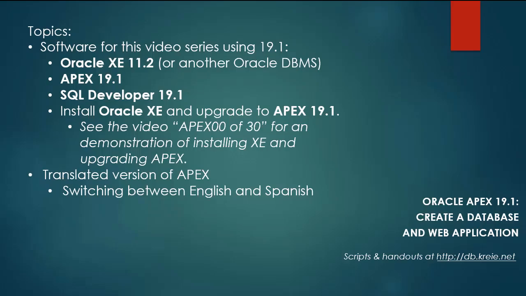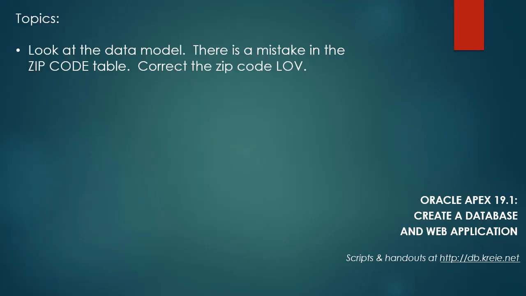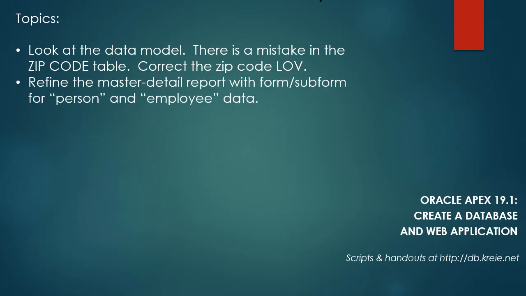So let's get started. The first thing that I want to do in this video is take a look at the data model using SQL Developer to import the data dictionary, which gives us a picture of the tables and how they're related in the database. There is a mistake or an inconsistency in the zip code table, and because of that, I need to make a correction to the list of values, the LOV, for zip code. So we'll take a look at that first.